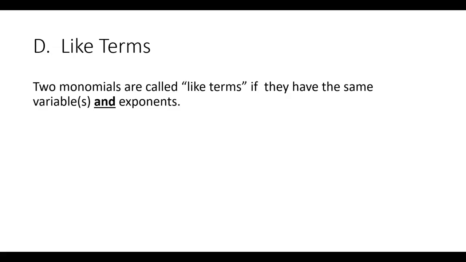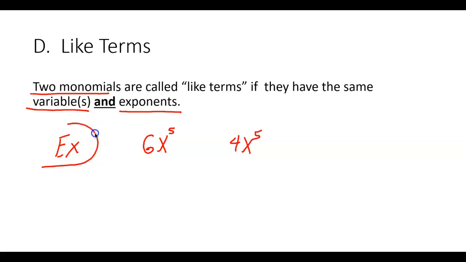All right, let's talk about like terms here now. Another word for that would be like monomials. Like terms are two monomials when they have the same variable and the same exponent. So, for instance, if I have 6x to the 5th, and 4x to the 5th, do they have the same variable? Yeah, they do, right? But do those variables have the same powers? Yes, they do. So these are like terms. This is an example of a pair of like terms, okay? 6x to the 5th and 4x to the 5th. I see some pencils moving, so I'll wait a little bit and then we'll move on.